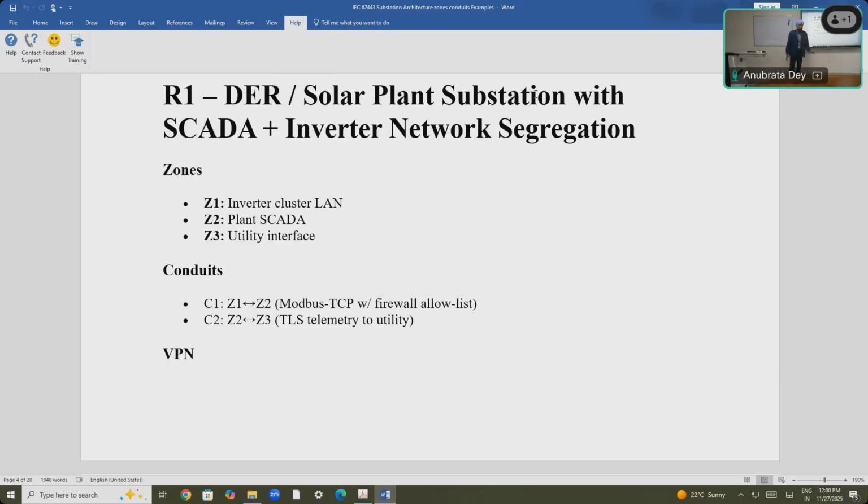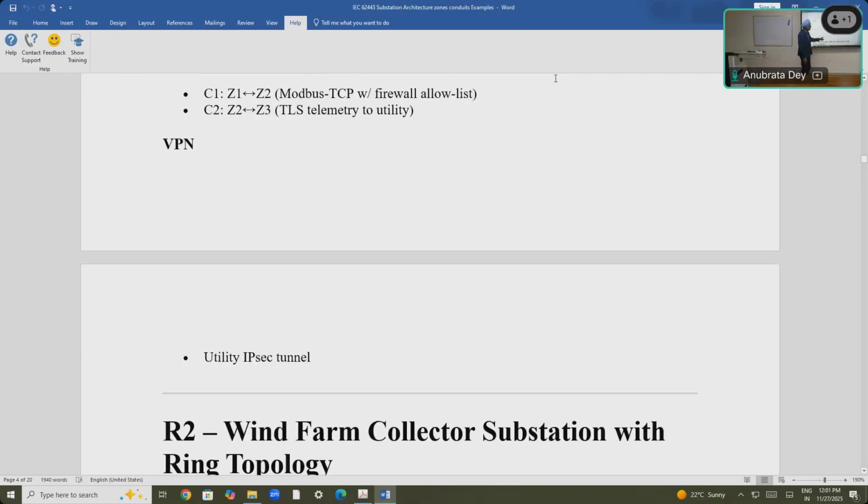We will set up 3 zones in this case, possibly. Zone 1 will be the inverter cluster LAN, if they have a LAN or whatever system they have. So you will create zone 1 there. Zone 2 will be the plant SCADA, and zone 3 will be the utility interface. The conduits obviously will be 2 only, zone 1 to 2, zone 2 to 3. Zone 1 to 2 could be Modbus TCP with firewall allow list, and 2 to 3 will be the TLS telemetry, because there you are mainly interested in getting what they are producing, what your renewable data looks like. So you could have just the TLS telemetry to utility, and then you will have the VPN, which will be the utility IPsec tunnel.